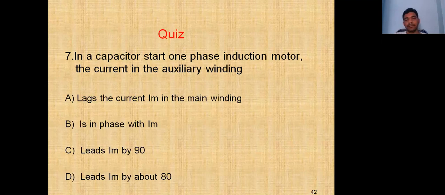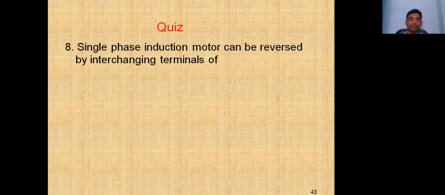In a capacitor start single-phase induction motor, the current in the auxiliary winding leads the main winding by 90 degrees ideally, but practically it is about 80 degrees.